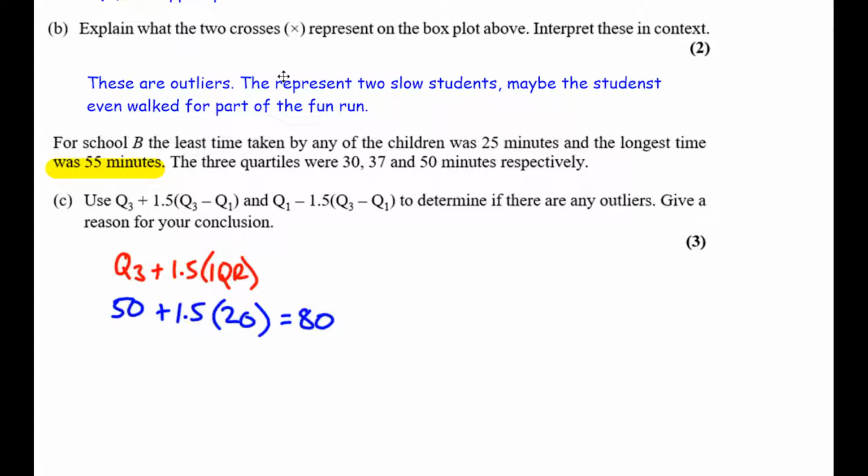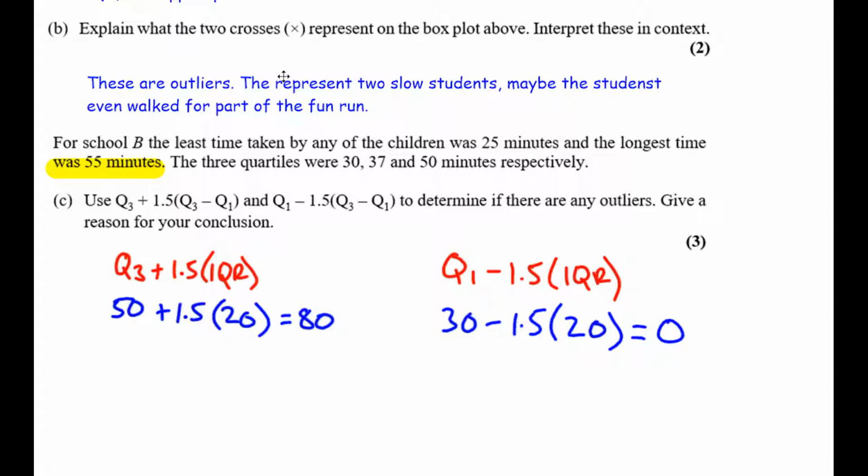Let's just check if there are any outliers at the other end. So that's 30 minus 30, which gives us 0. Definitely nobody did it in less than 0 minutes. So actually it seems like there are no outliers for this particular situation. All of the data, the maximum time taken and the minimum time taken, are within the limits for the outlier boundaries. The maximum value of 55 was less than 80, and the minimum value of 25 was greater than 0, therefore no outliers.